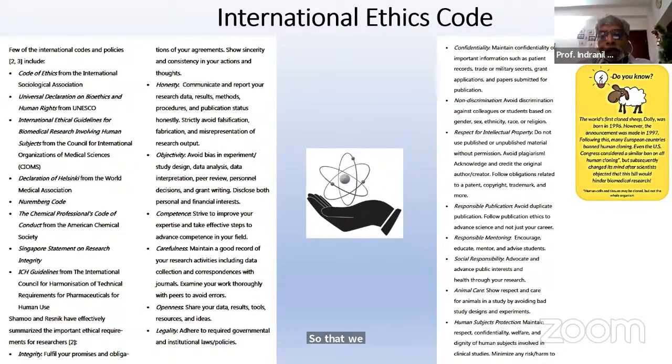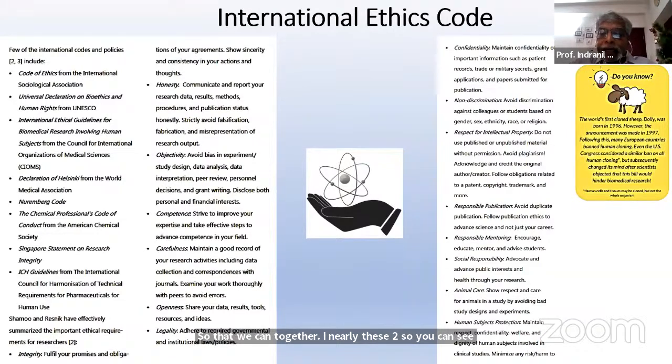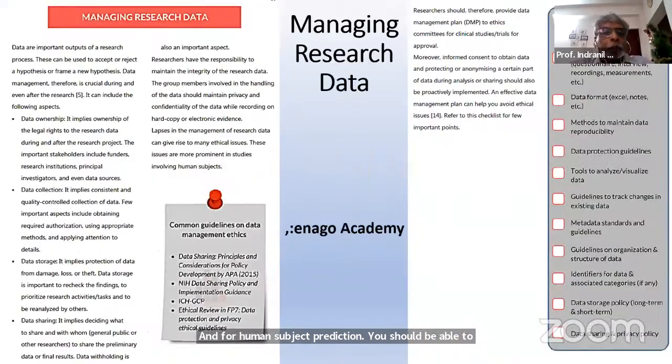Finally, these two, as you can see on your screen: animal care, show respect and care for animals in a study by avoiding bad study designs and experiments. And for human subject protection, we should be able to maintain respect, confidentiality, and welfare for the human subjects.